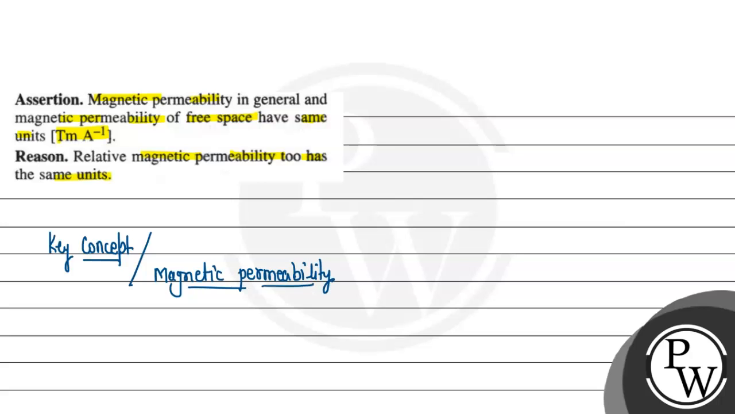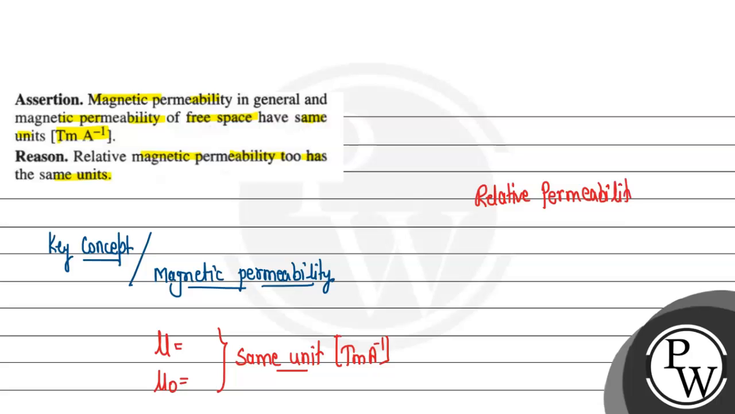So the magnetic permeability for free space or for any medium, that is mu in general and mu naught for free space, they actually have the same units, which is Tesla meter per ampere. But what is the relative permeability? The relative permeability is the ratio of this mu and mu naught value. So the units will cancel out each other, so it has no unit.